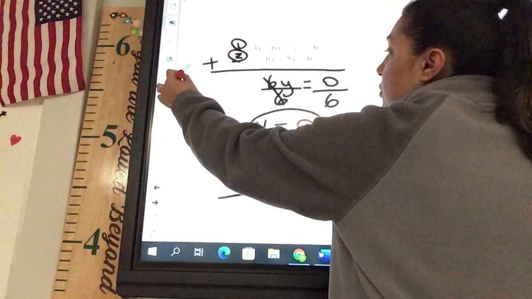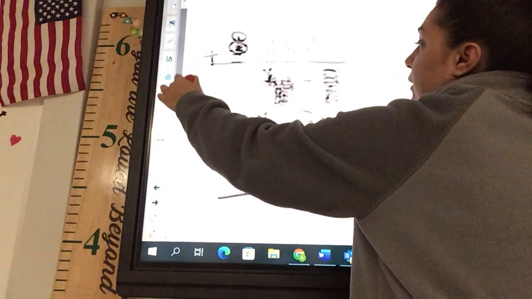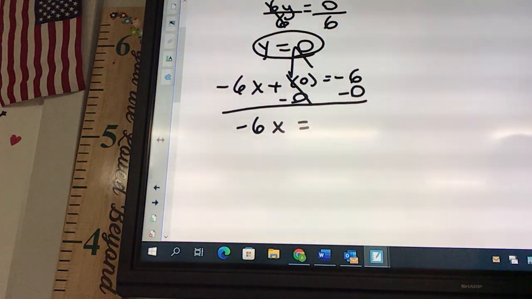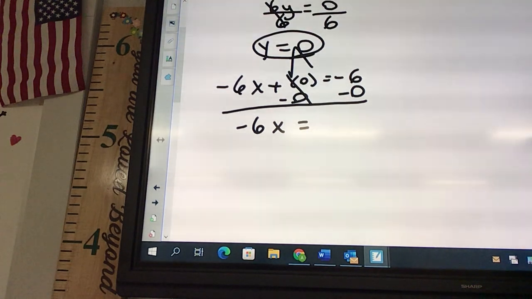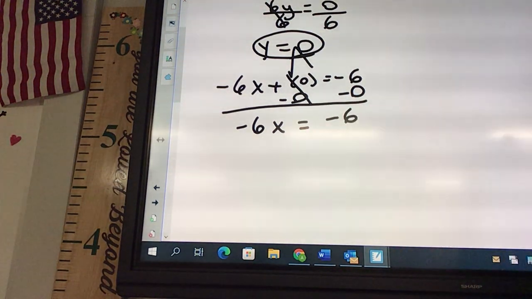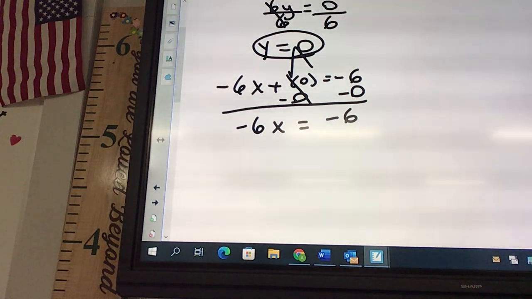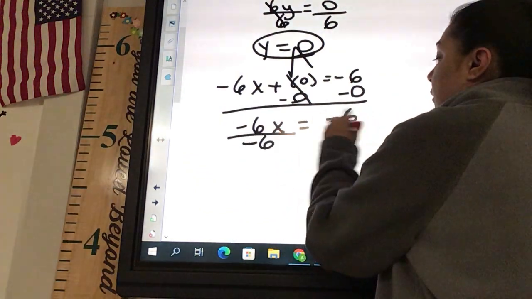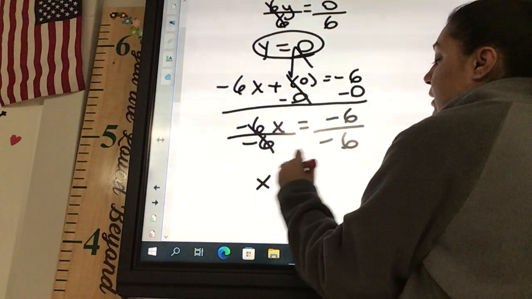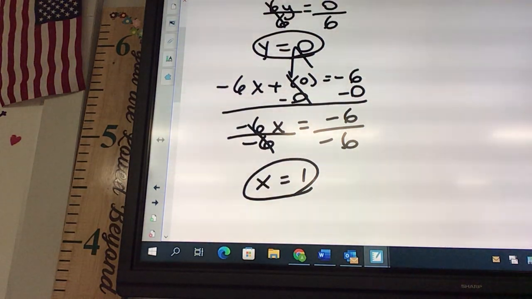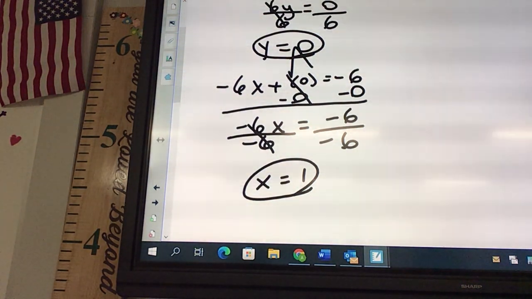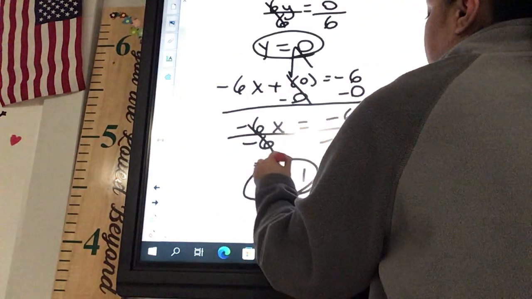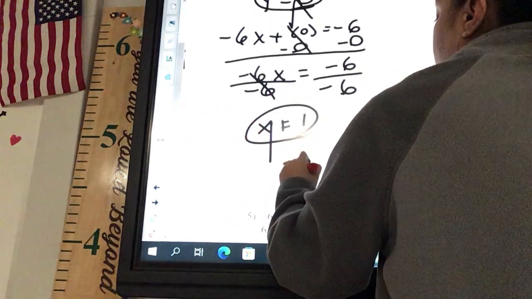Okay, and just like substitution, you're gonna add or subtract and then divide. So I got -6x. -6 minus 0 is what? -6. And then we divide by -6. So we get x equals 1. Okay, and then lastly, you gotta write that as a coordinate, and you got 1 comma 0.